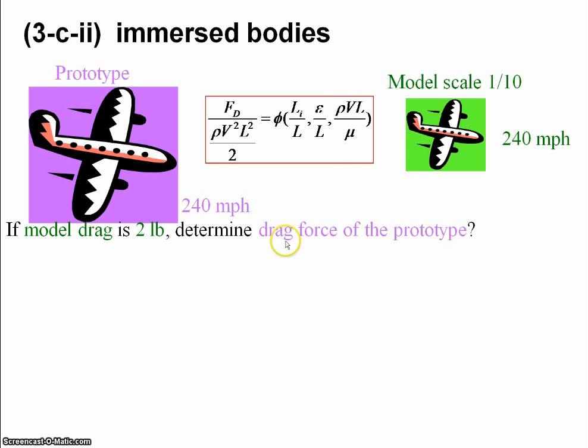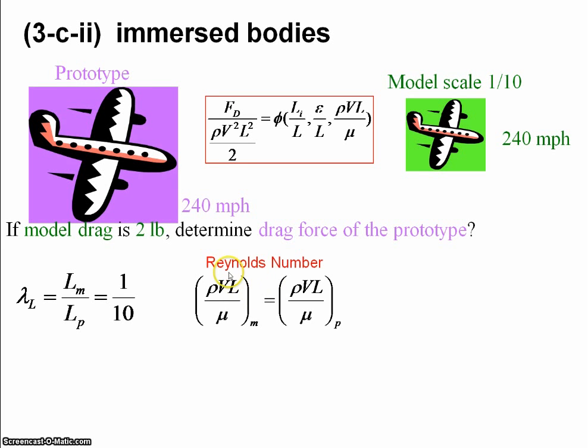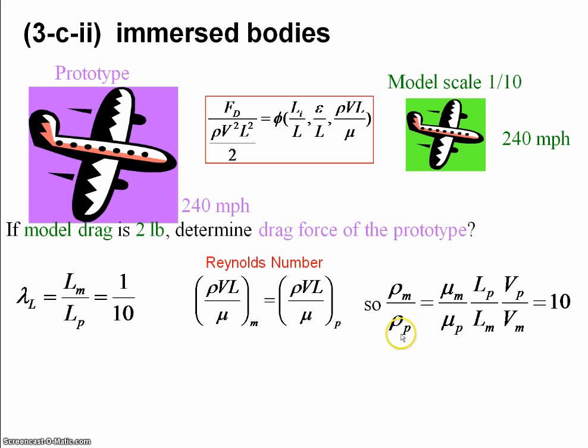So how do we do that? The first step is the same. We use the geometric similarity between the model and prototype, 1/10. Now, again, we require the Reynolds number to be the same between the model and prototype. In this example, we will be able to obtain a relationship of the model density and the prototype density. Keep in mind, the prototype should be very far away from the land, so the density might be a bit different.